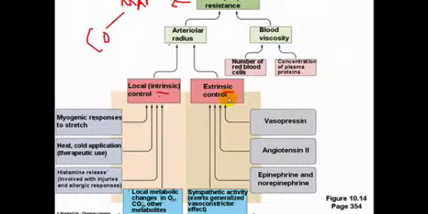Some extrinsic controls would be hormones and the sympathetic nervous system. The sympathetic nervous system in general, overall, vasoconstricts most of the blood vessels, therefore increasing blood pressure. And then we talked about some of the hormones. Vasopressin, remember that's another name for ADH, antidiuretic hormone. You should be familiar with both of these terms because some people use vasopressin, some people use ADH. I tend to use antidiuretic hormone. Angiotensin II, and then your norepinephrine and epinephrine.